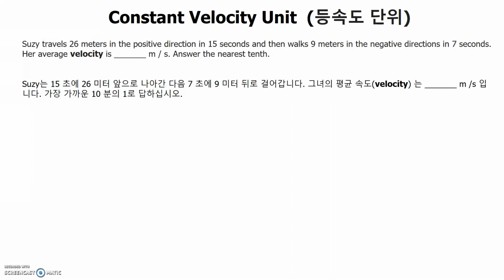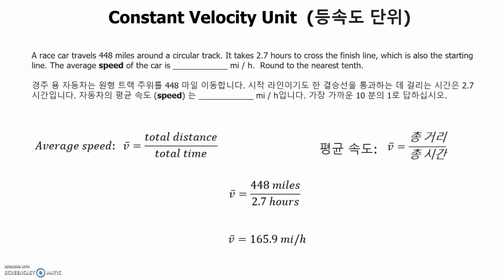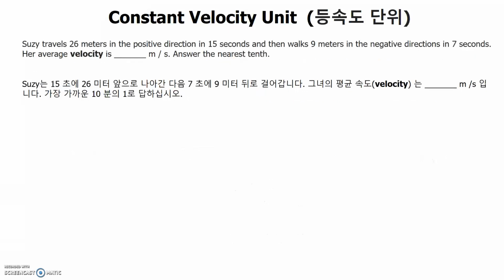Let's try one that's slightly different. Notice the one before this was average speed. This one's different. This is average velocity. Susie travels 26 meters in the positive direction in 15 seconds. Then she walks 9 meters in the negative direction, so she turns around, in 7 seconds. Her average velocity in meters per second is blank. Answer to the nearest tenth.